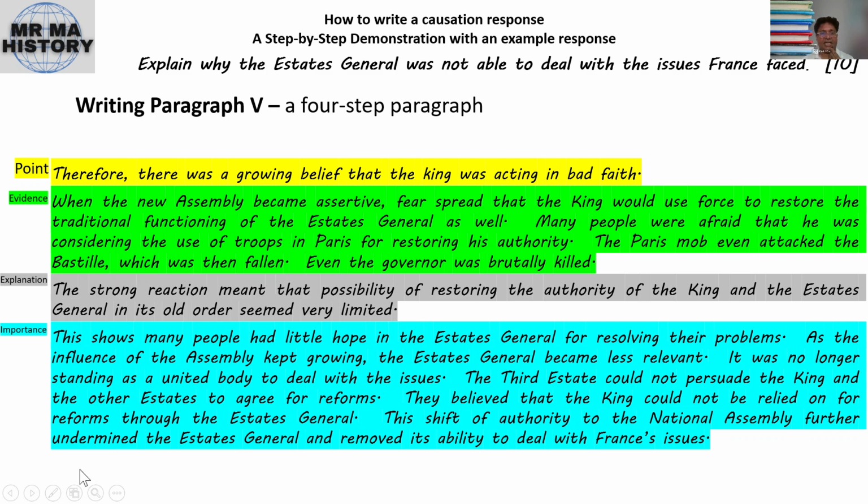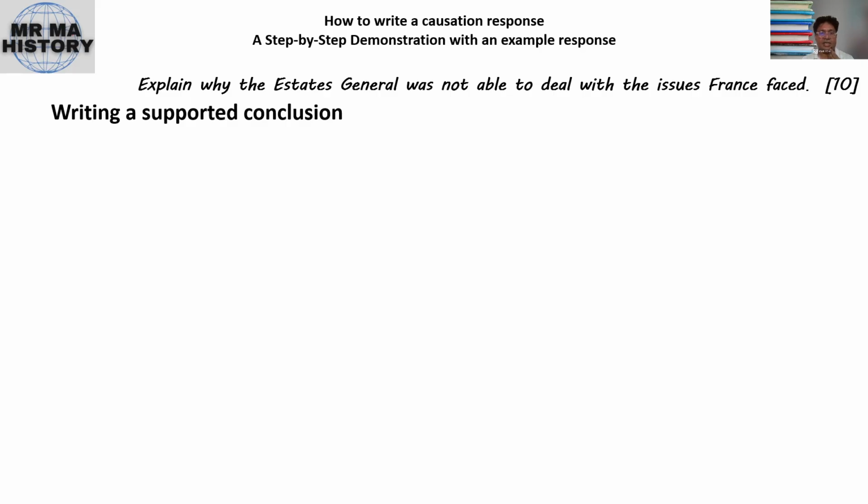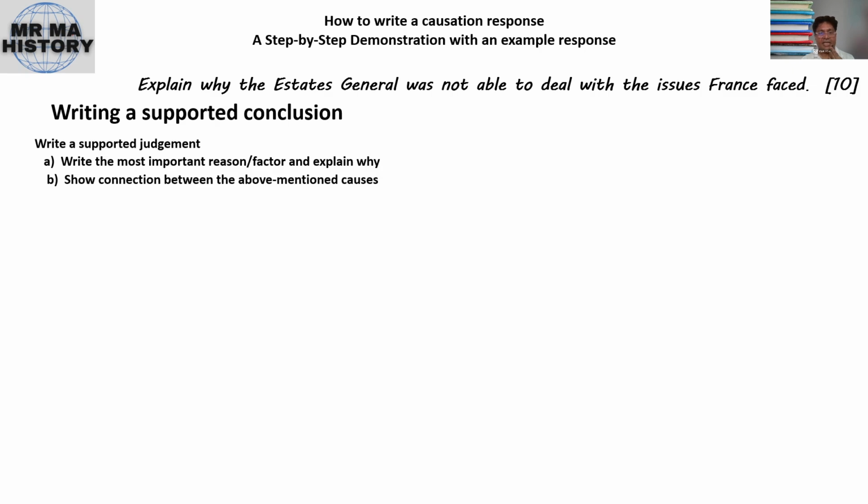So what does that mean? That means there would now be a sustained conclusion. We would write a sustained judgment. A sustained judgment has two key features. When you write a sustained conclusion, you will do two things. First, you will write the most important reason, and you will show why you think that this is the most important reason, and at the same time you will also show why the others are less important reasons. And then secondly, you will also show the connections between them.